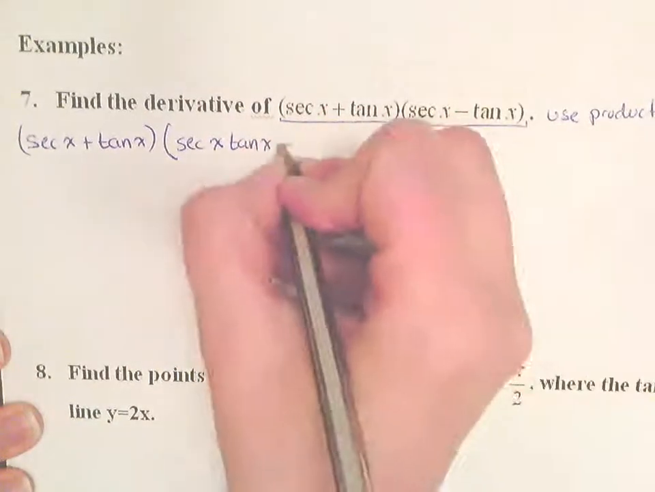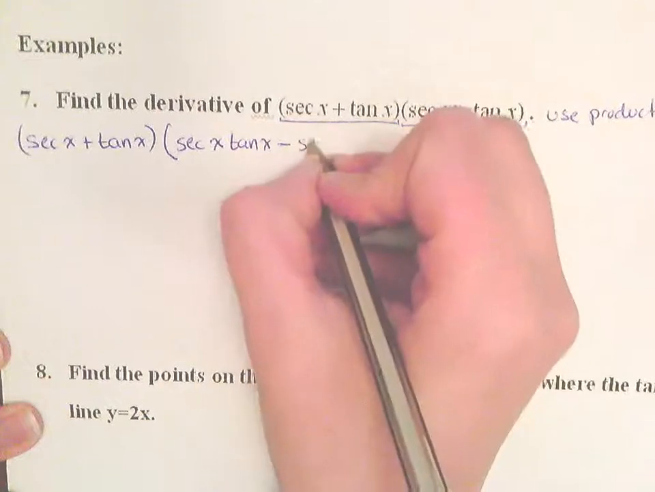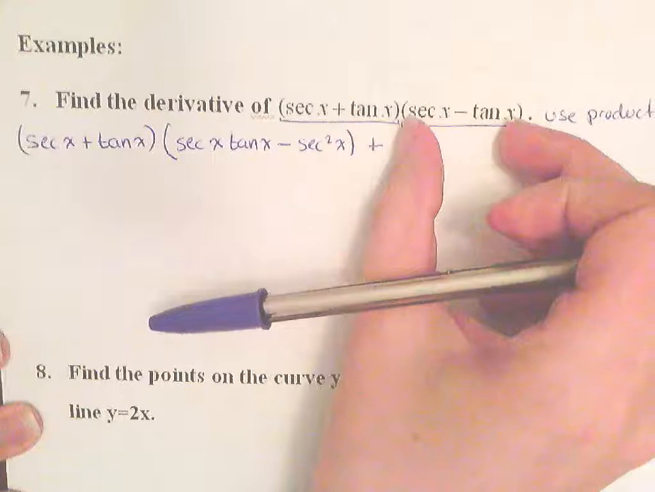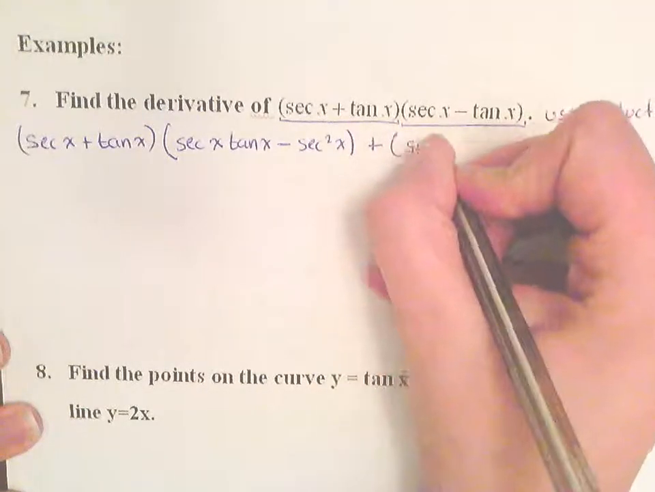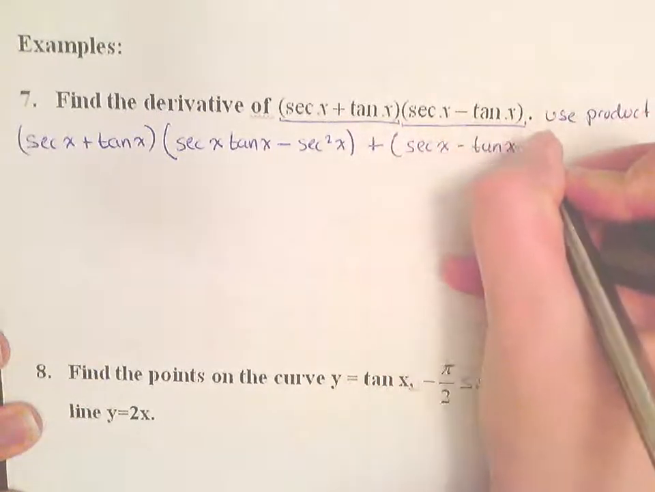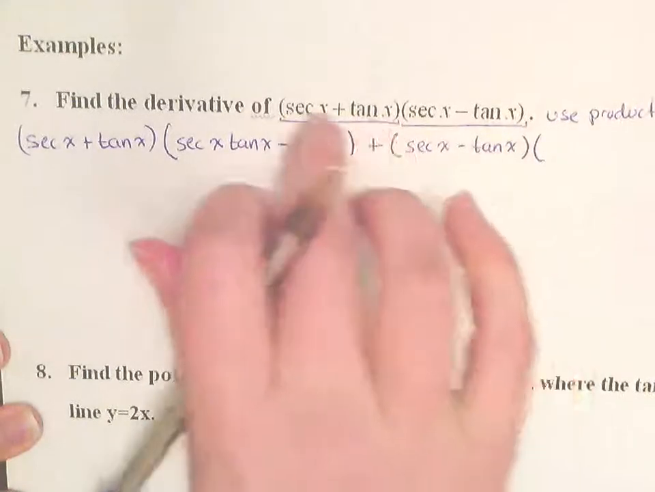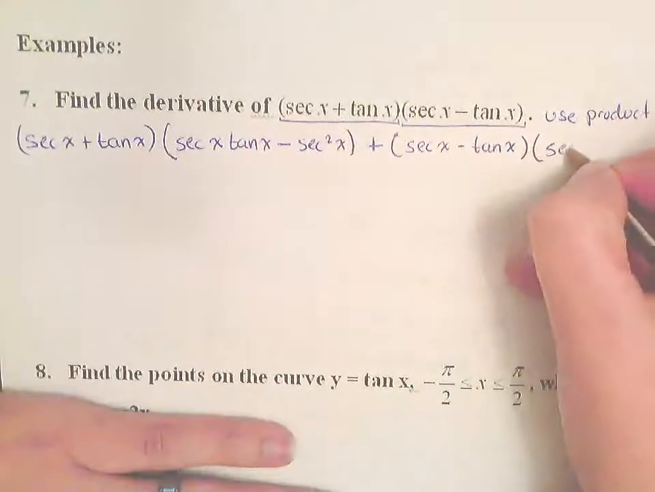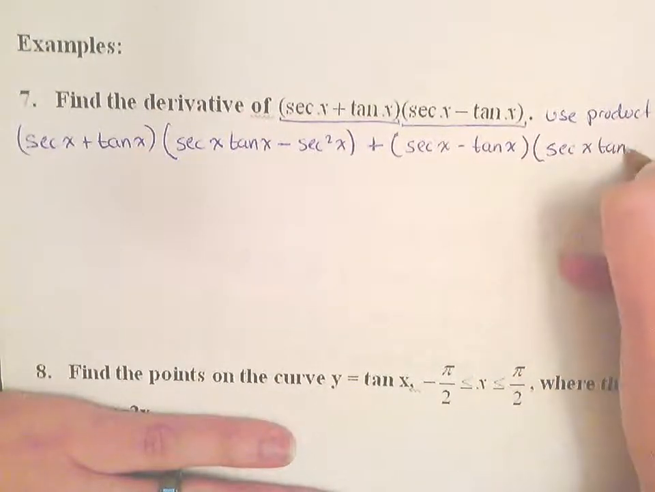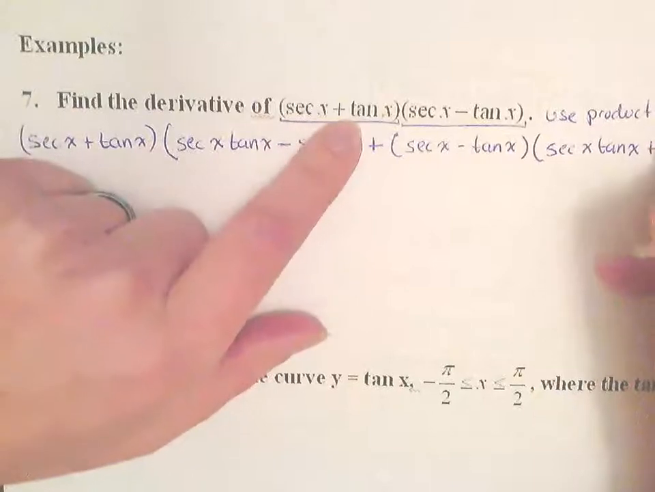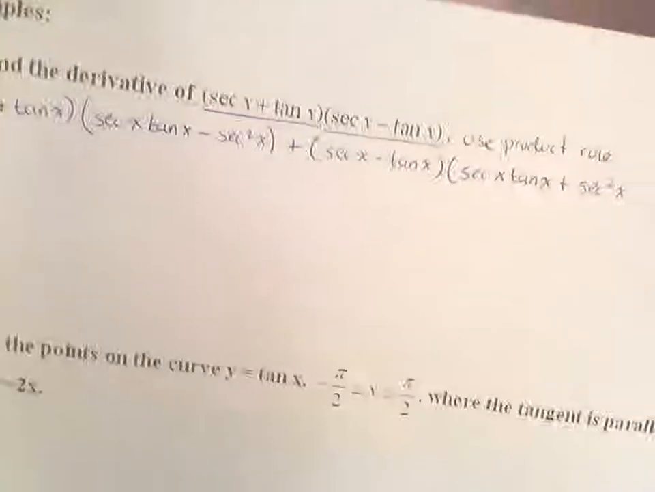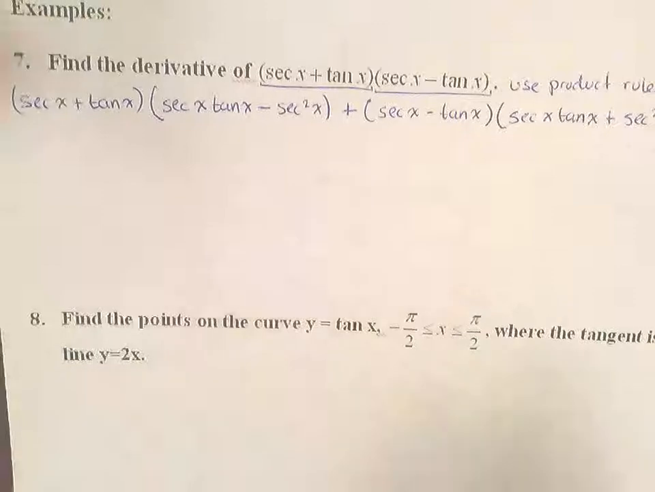And then minus the derivative of tangent, which is secant squared of x, plus, now we're going to take the second guy as he is, so secant of x minus tangent of x, and then we're going to take the derivative of the first guy, and the derivative of secant is again secant of x tangent of x, and then plus the derivative of tangent, which is secant squared of x. Okay?